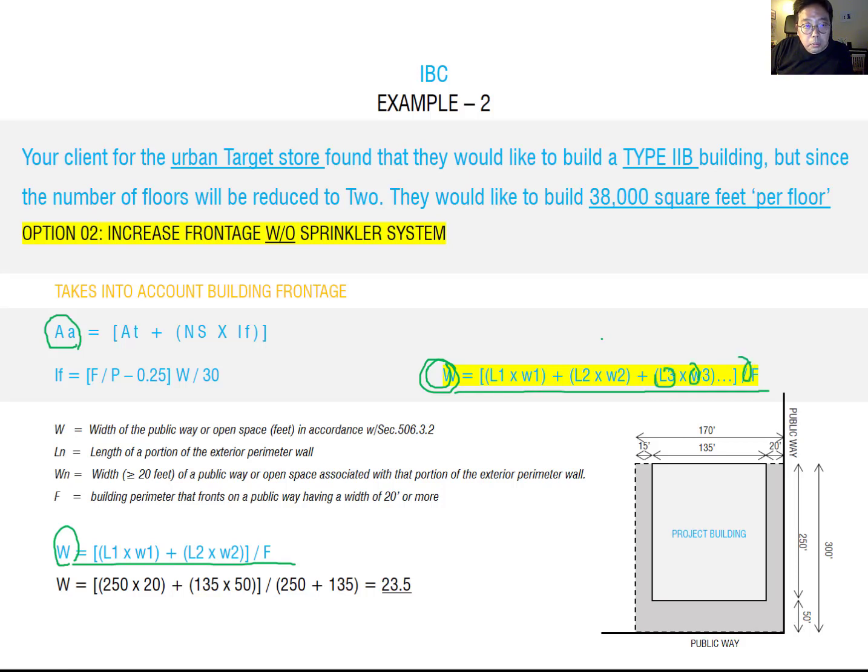To know the L first, L means the length of a portion of exterior perimeter wall. This can be this wall, this wall, this wall, or this wall. But you see the W value here. W value means the width has to be more than 20 feet of public way or open space associated with a portion of exterior perimeter wall. Okay, so you can see this table.